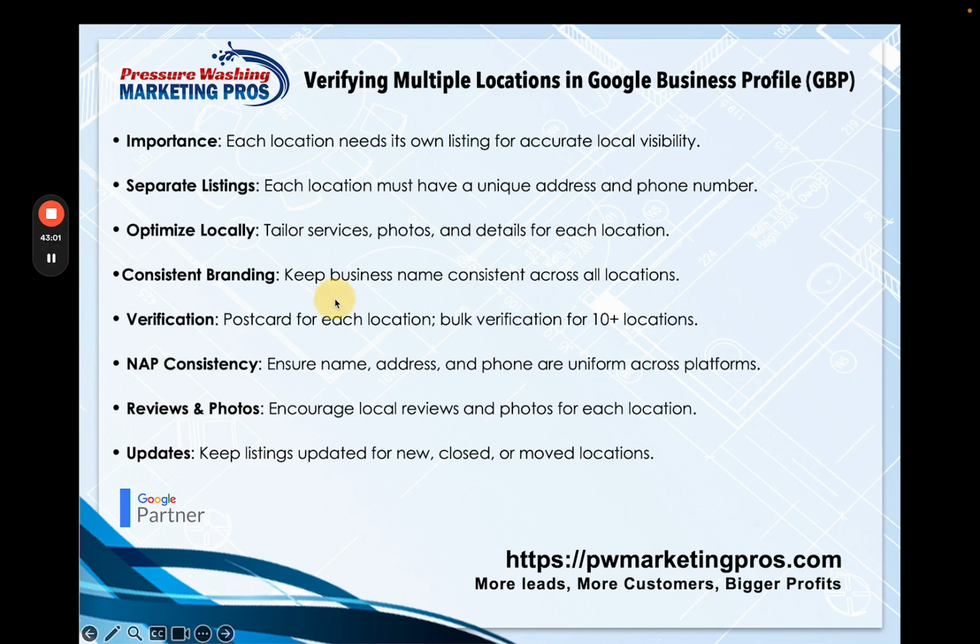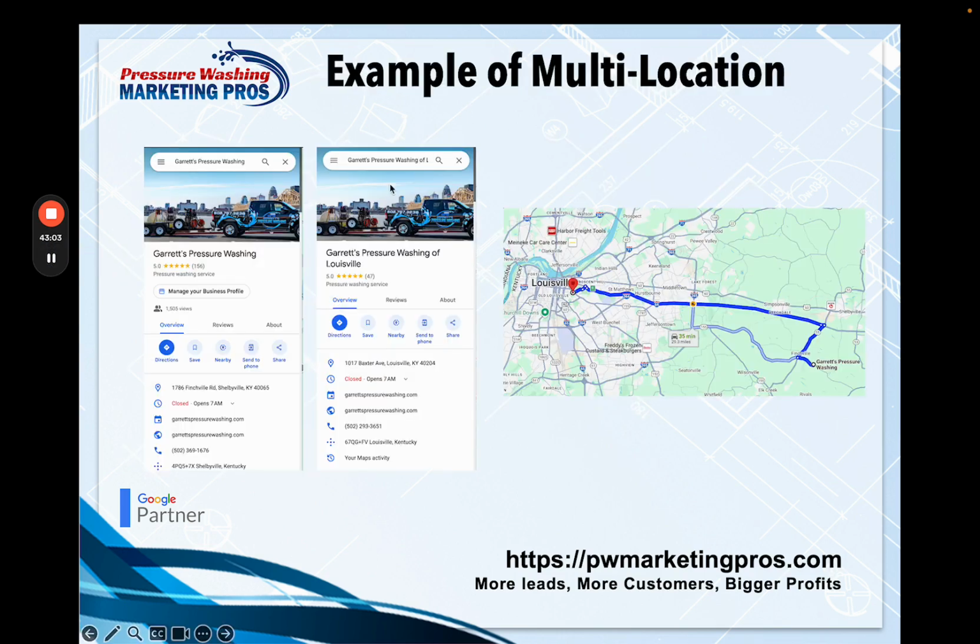So here's an example, guys, of multi-location. You see these two profiles right here, Garrett's Pressure Washing of Louisville. They have two, and when you look at the driving directions between the two locations, they're about 29 miles away. So they're actually doing it credibly. One of them has the address right here, the other one has the address right there. One has an address in Louisville, one has an address in Shelbyville right here, guys. And so they're following that.